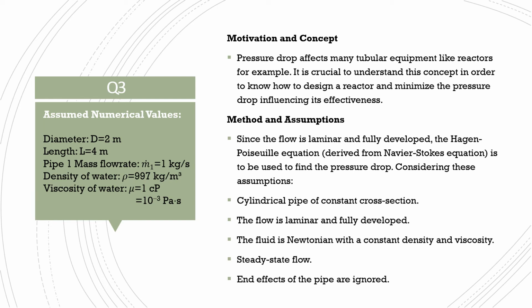So the following assumptions are considered in order to continue with this derivation. We have a cylindrical pipe of constant cross-section. The flow is laminar and fully developed. The fluid is Newtonian with a constant density and viscosity. We have steady-state flow, and end effects of the pipe are ignored.